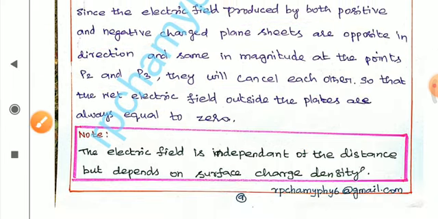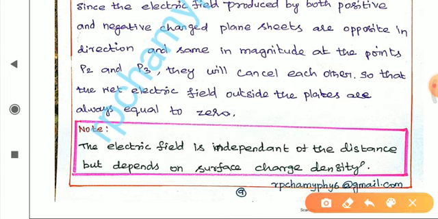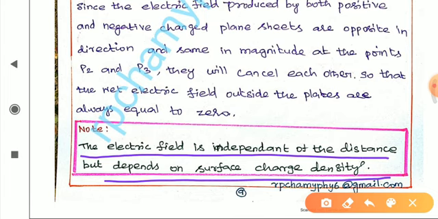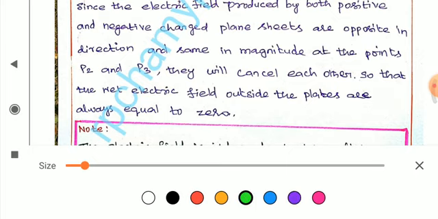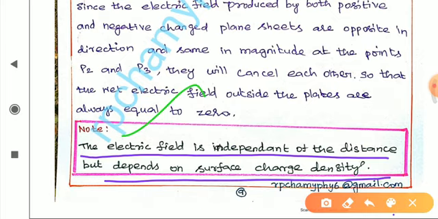Then the last point: the electric field is independent of the distance but is dependent on the surface charge density. Can you remember this? In the previous case also we have discussed the same. The electric field is independent of the distance but depends on the charge densities. Are you clear or not? The same thing is given here.